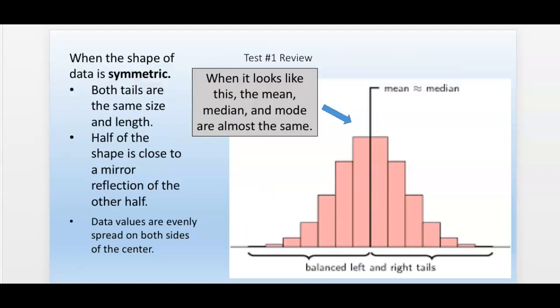Now, when the shape is symmetric, it looks like this. Both tails are the same size, the same length. Half of the shape is close to a mirror reflection of the other half. The data values are evenly spread out. The mean, the median, and the mode are together in the center.